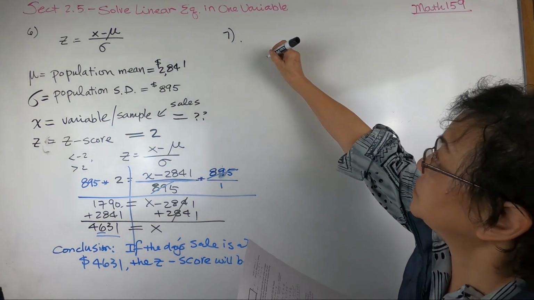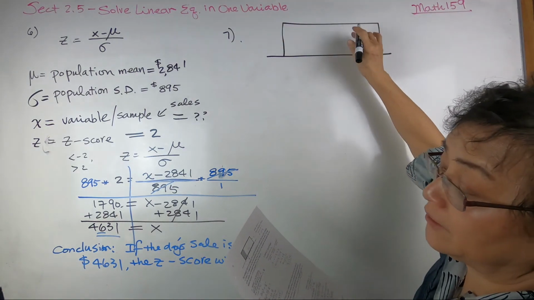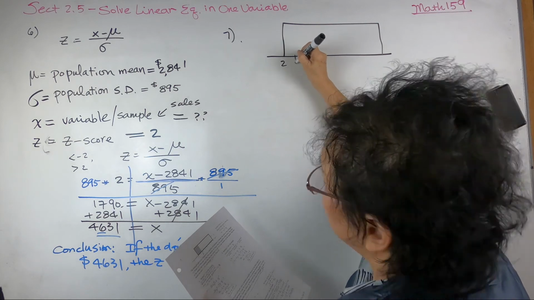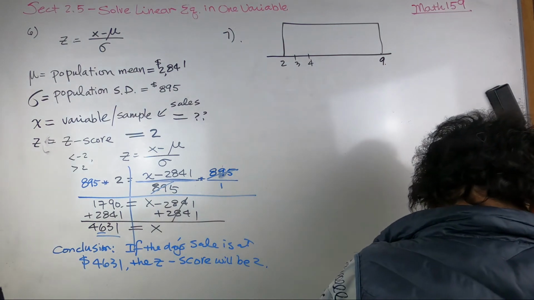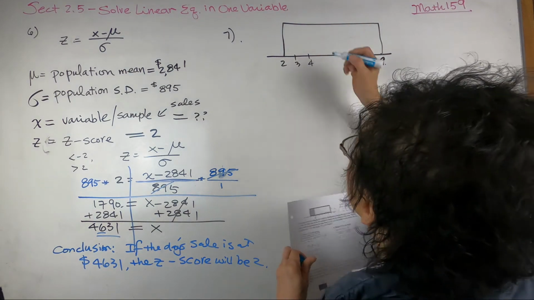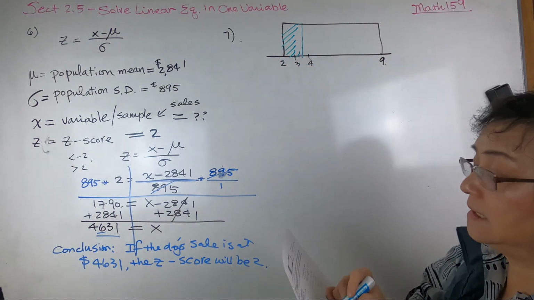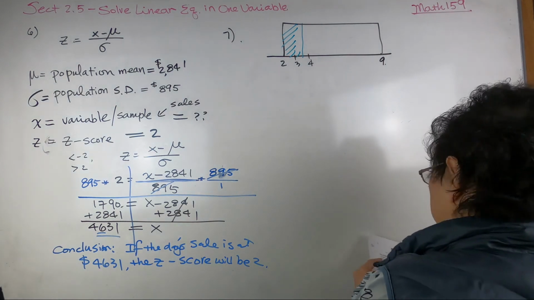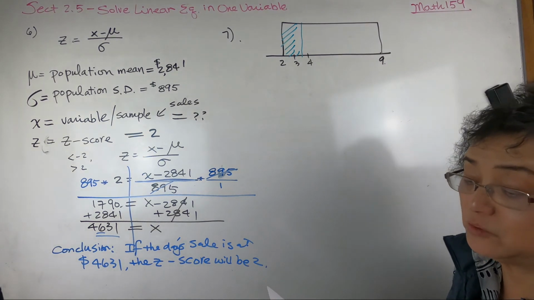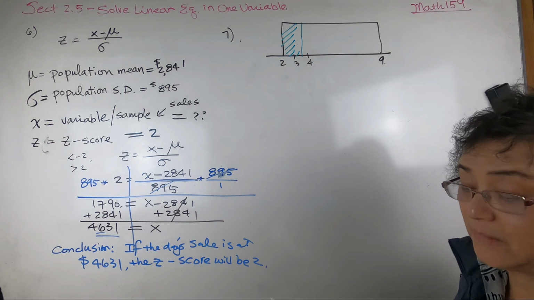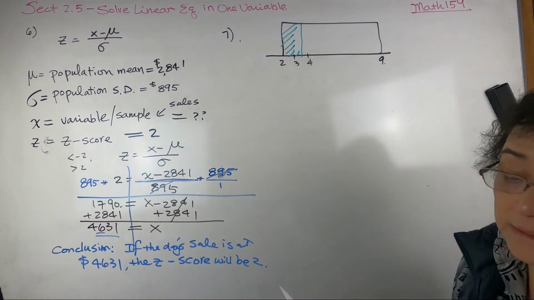Okay? It shows you a rectangular shape, uniform distribution, right? Area is 1. So you have 2, 3, 4, all the way to 9. And it shaded some kind of area here. Then see what they want us to do. It says the rectangle above is a diagram for a uniform distribution. When it says a uniform distribution, it means what? The whole area is 1.